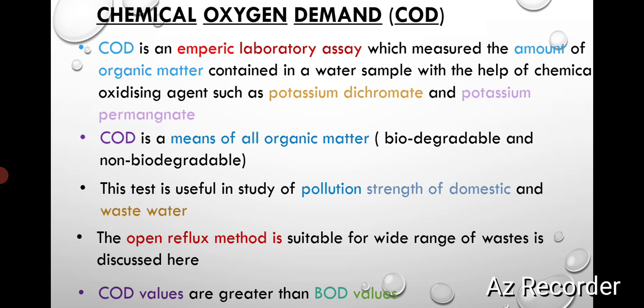COD is an empirical laboratory assay which measures the amount of organic matter contained in a water sample with the help of chemical oxidizing agents such as potassium dichromate and potassium permanganate. COD is a measure of all organic matter, both biodegradable and non-biodegradable. This test is useful in the study of pollution strength of domestic and wastewater. The open reflux method, suitable for a wide range of wastes, is discussed here. COD values are generally greater than BOD values.